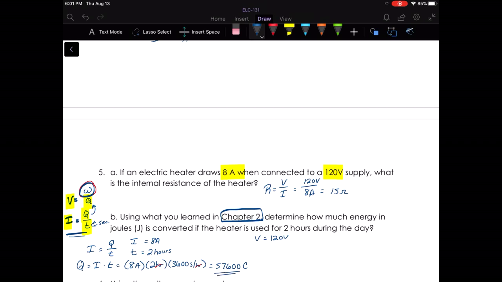Now I'm looking for omega up here, and I know the voltage is 120 volts, and now I know Q. So when I solve this equation for omega, I get voltage times charge. So we've got 120 volts times 57,600 coulombs. So the energy in joules that's converted over that 2 hour time period is 6.91 megajoules.